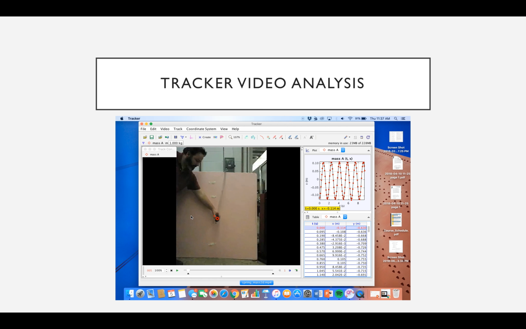Here's a video of my tracker data analysis. You can see in the top right corner the position data being plotted as a function of time. The values in the chart in the bottom right were exported as a CSV file to be used in the Python code.